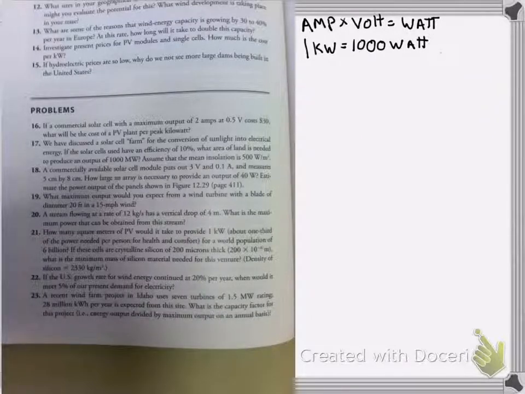All right, question 17. We have discussed a solar cell farm for the conversion of sunlight into electrical energy. If the solar cell used have an efficiency of 10%, what are the area of the land that is needed to produce the output of 1,000 megawatts? Assuming that means installation of a 500 megawatts per meter squared. All right, so we have a product that does 500 megawatts per meter squared, but its average efficiency is only 10%. So the first step is to find out my new efficiency.